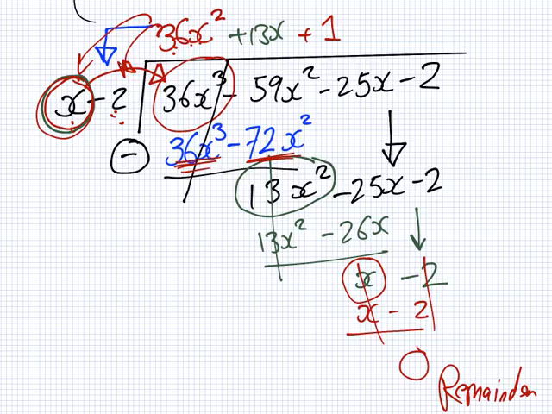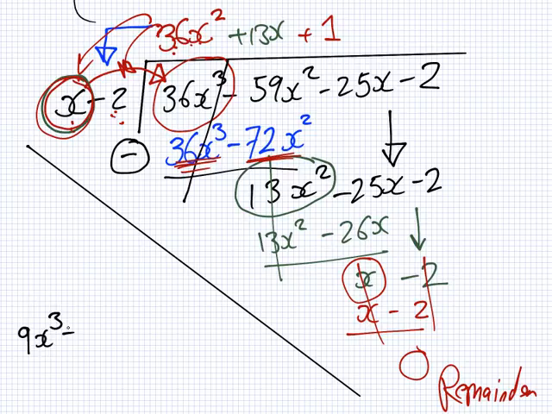I'll give you one to try now. Just write this one down. Well, you know what? I'll just write it here for the people who are ready to do it. So I want 9x cubed plus 7x squared minus 81x minus 63 divided by x minus 3.